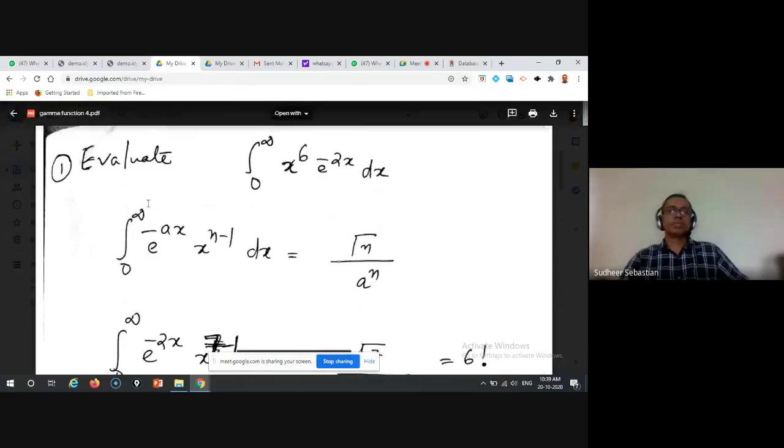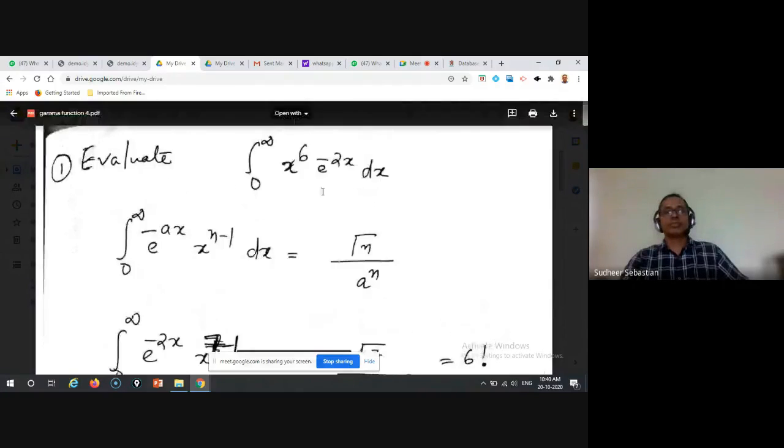This one is solved using this result: the integral from 0 to infinity of exponential minus ax, where a is a constant, times x to the power n minus 1, is equal to gamma n over a to the power n. Yesterday we had done this with lambda here. Instead of that, if we use a constant a, I will be getting gamma n over a to the power n, or constant to the power n.